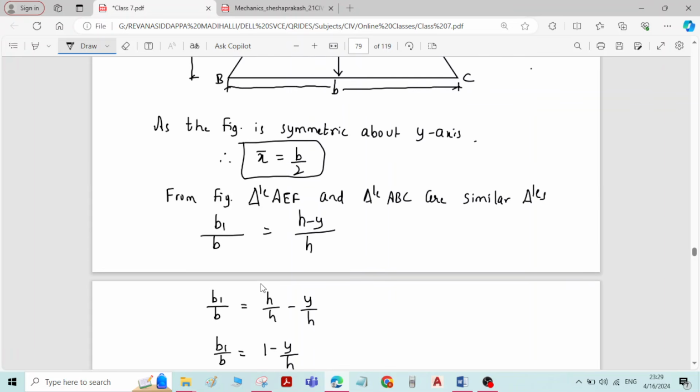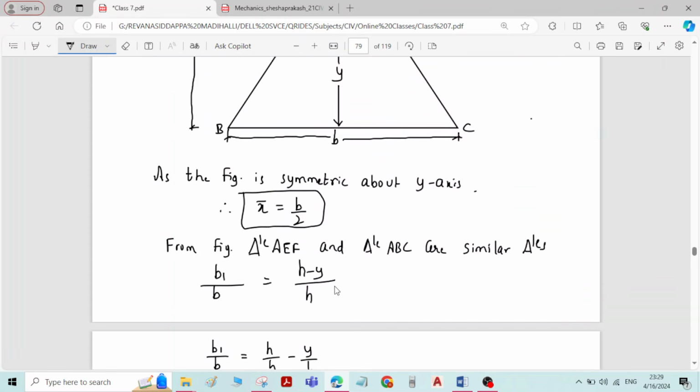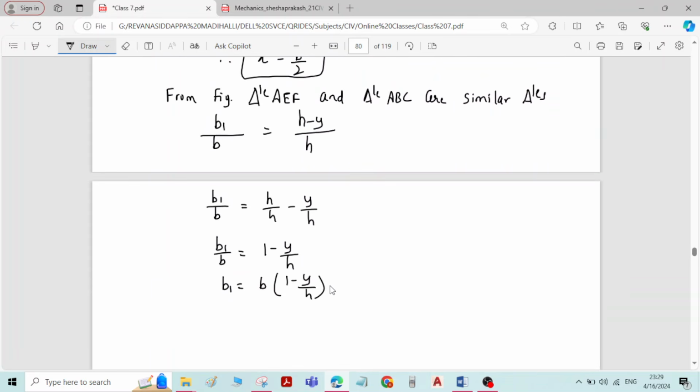So, this is the first step. What is the first step? We take the similar triangles AEF and ABC, apply the property of the similarity rule, and obtain the equation for B1 in terms of B.